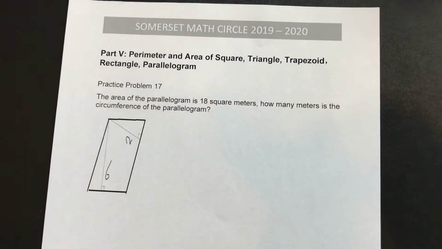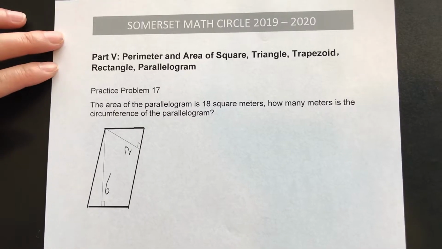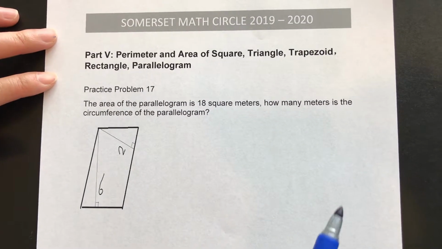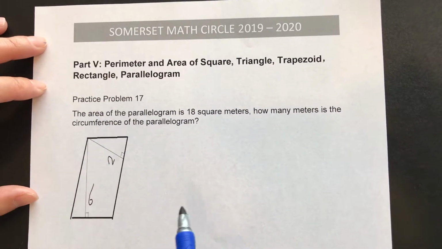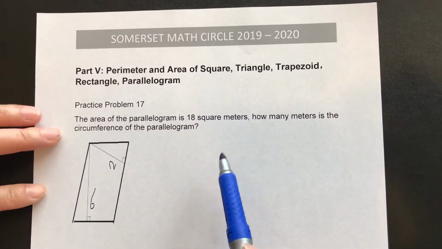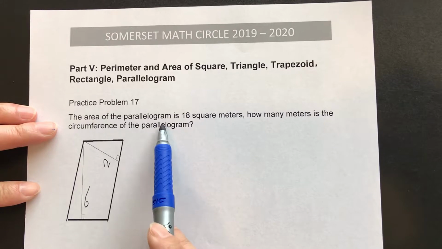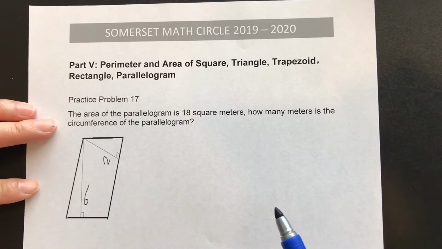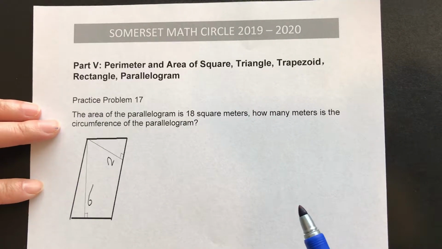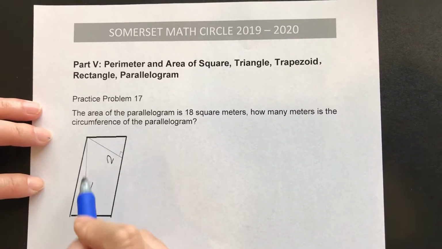The last part, part 5: perimeter and area of a square, triangle, trapezoid, rectangle, and parallelogram. Here we give one practice problem. The area of the parallelogram is 18 square meters. How many meters is the circumference or perimeter of the parallelogram? So we give two heights.